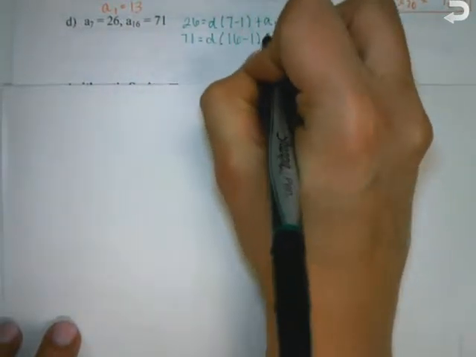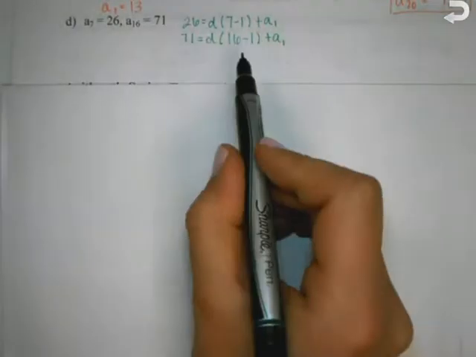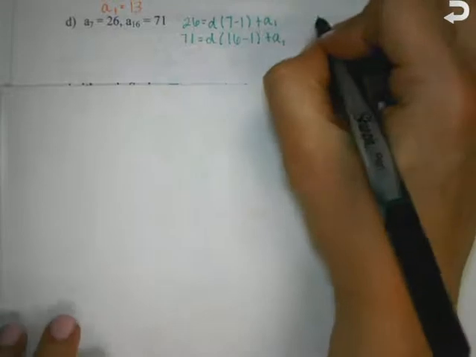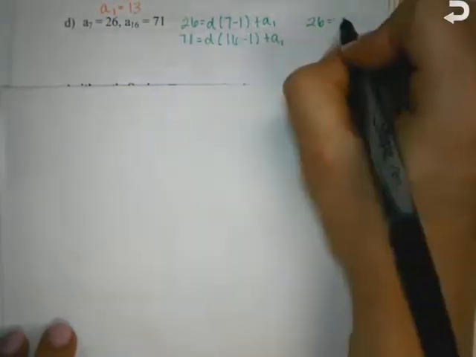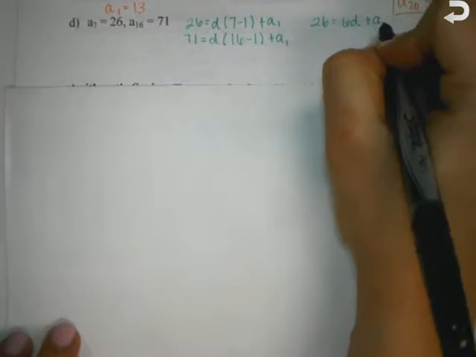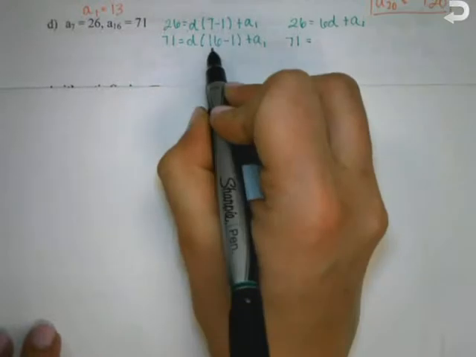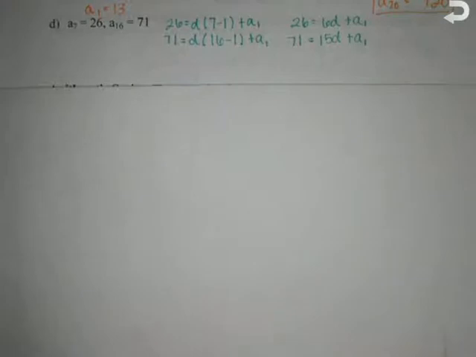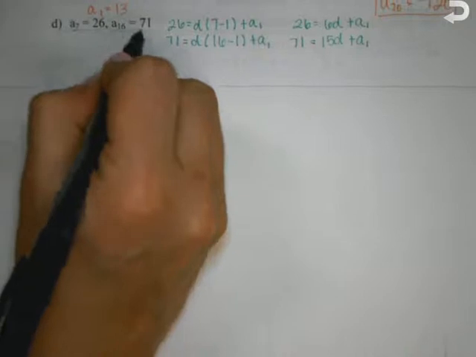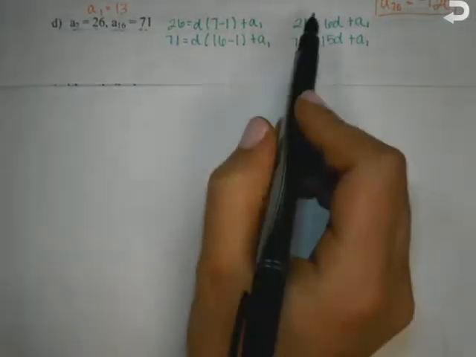We can simplify these a little bit, right? This is 26 equals 7 minus 1 gives me 6 times D, so that's 6D plus a sub 1. And 71 equals 15D plus a sub 1. Is everybody okay with what I've done so far? Why did you do two separate? I did two separate because they gave me two separate terms. So I plugged both of them into the formula. Now I have two equations, two variables. Any ideas of what we can do?